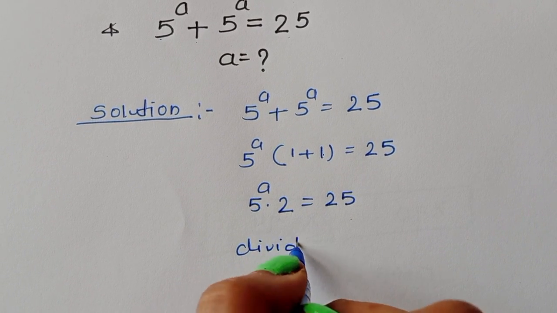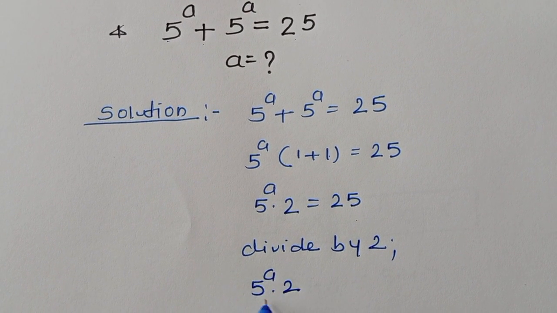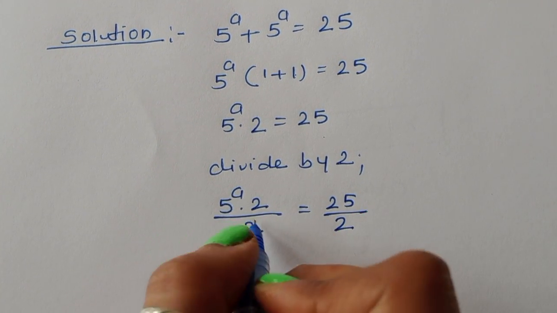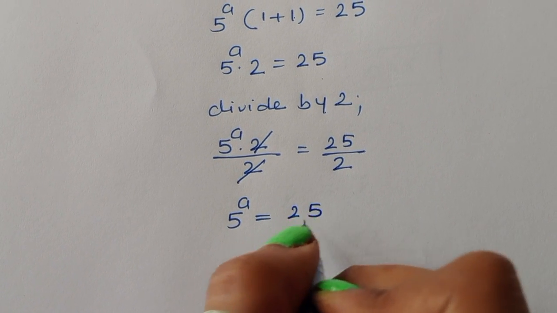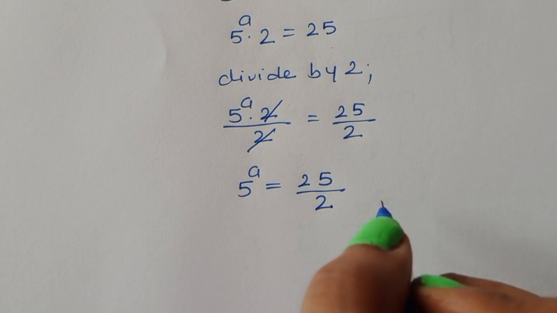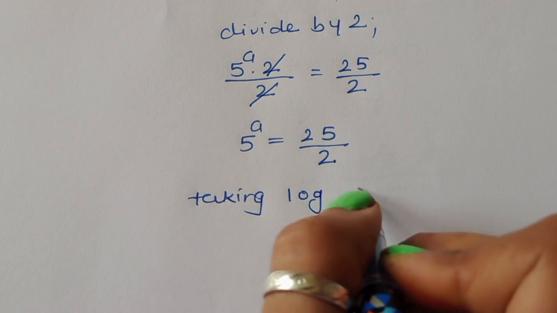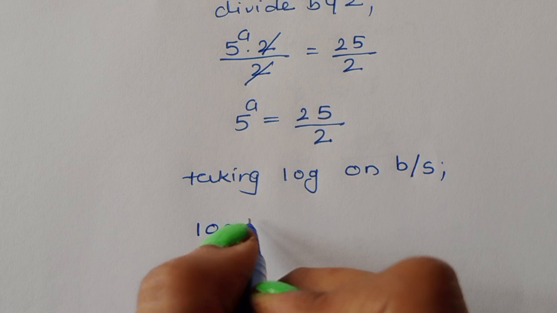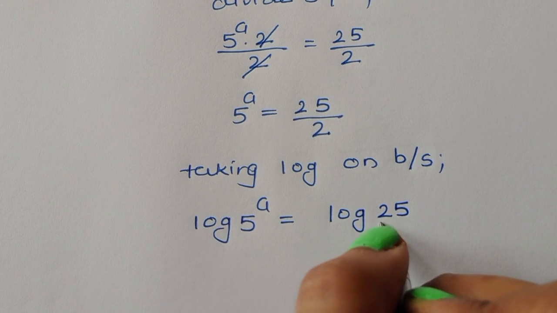So divide by 2: 5^a times 2 divided by 2 is equal to 25 divided by 2. Now this 2 is cancelled by this 2, so 5^a is equal to 25/2. Now we can take log because we have to find the value of a. So taking log on both sides: log of 5^a is equal to log of 25/2.